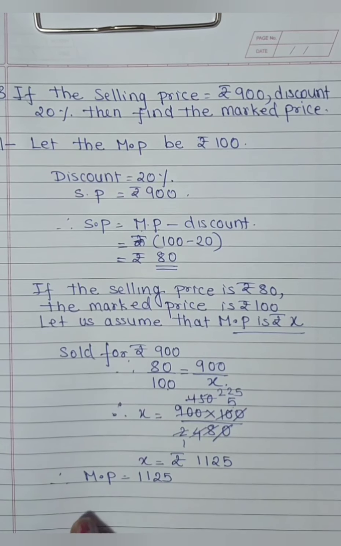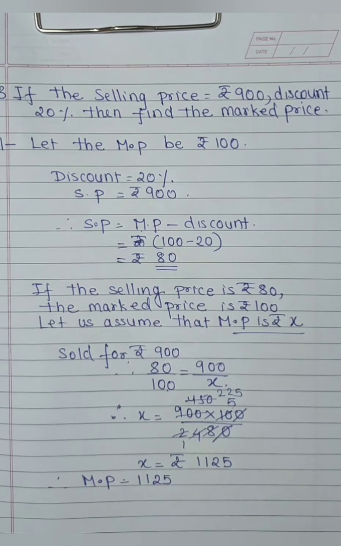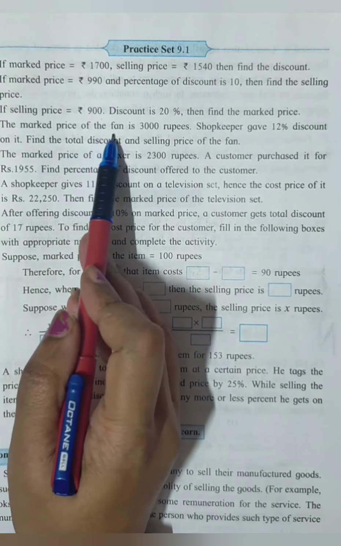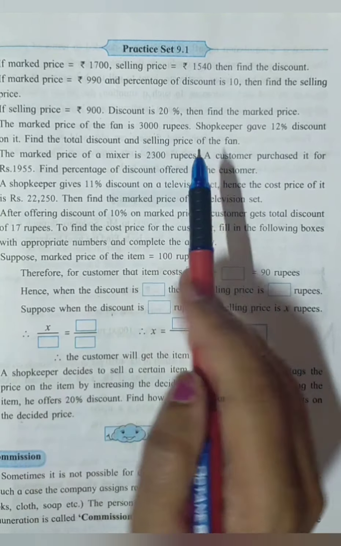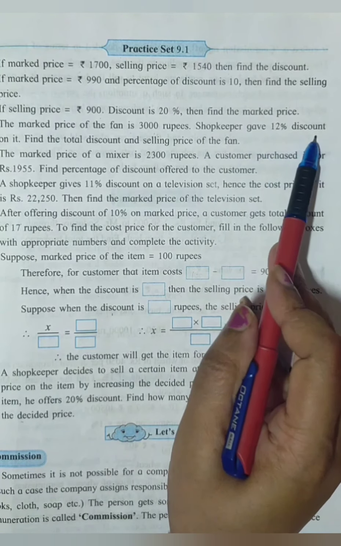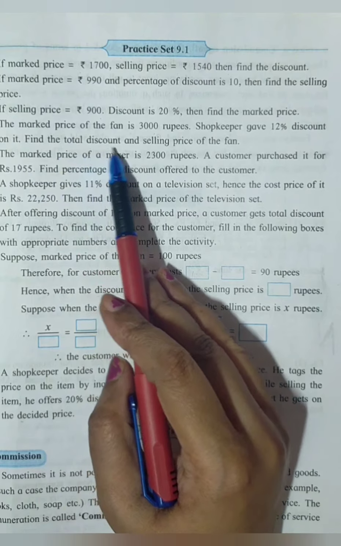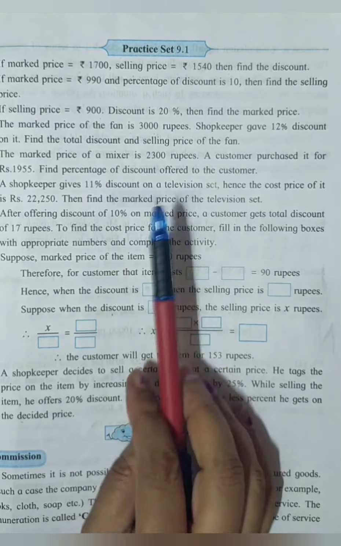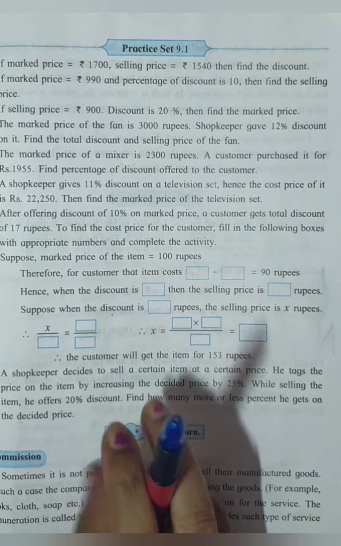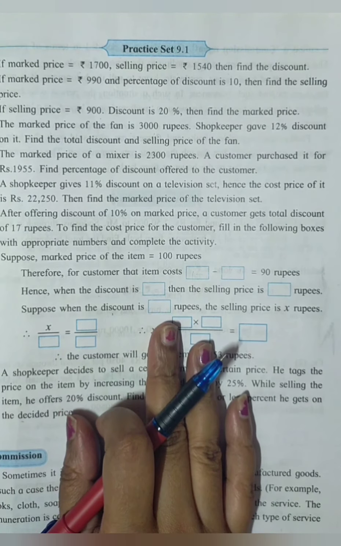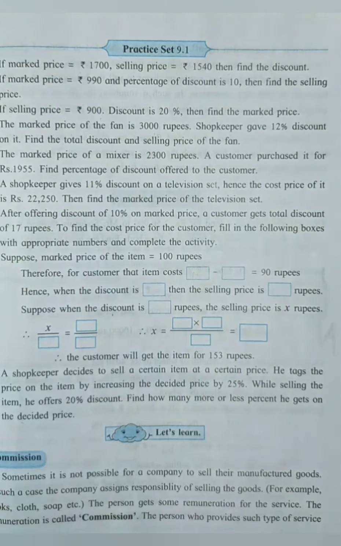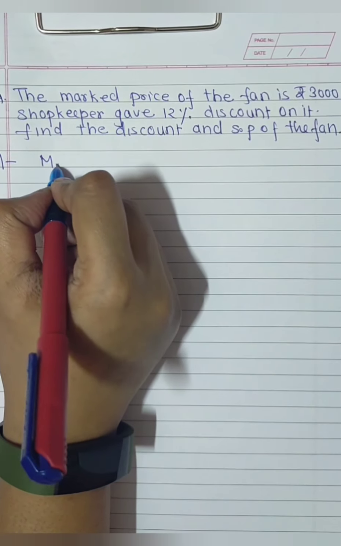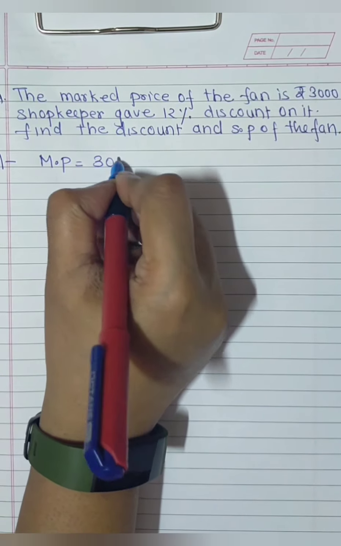Now we are going to solve question number 4. Now question number 4 is given. The mark price of a fan is 3000 rupees, and the shopkeeper gave 12% discount on it. Find the total discount and selling price of the fan. So here we have to find the total discount and selling price of the fan. So we are going to solve this sum now with the help of the given formula.